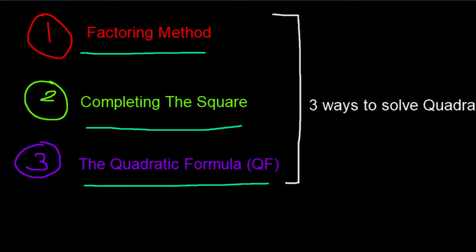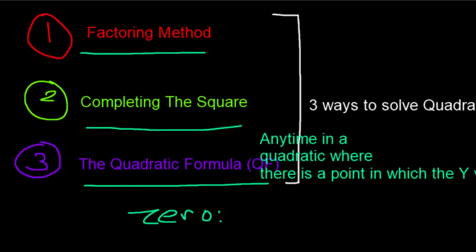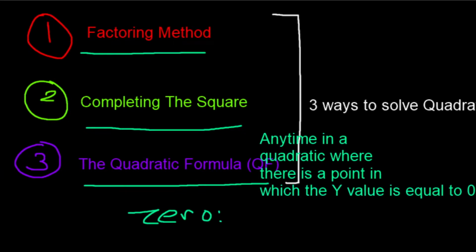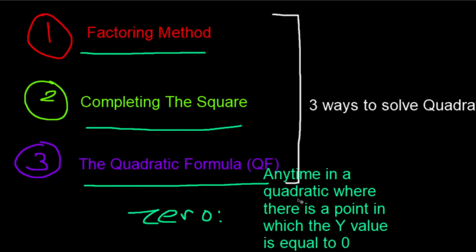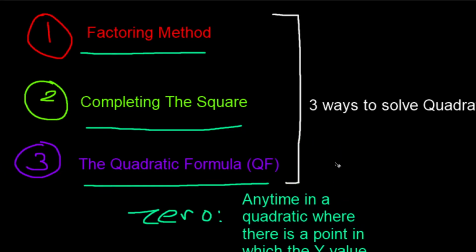Alright, speaking of zeros, I'm going to briefly describe what a zero is. This basically means that any time in the quadratic where there is a point directly on the x-axis, the height of the point is basically nothing.